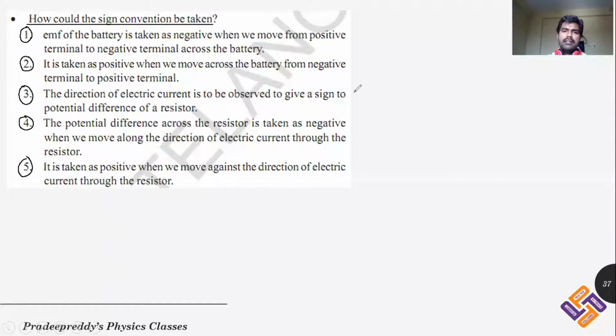The sign conventions are as follows. When we come across a battery, this is the negative terminal of the battery and this is the positive terminal of the battery, and it offers some potential difference. The current is in this direction, so you are traveling from the negative terminal to the positive terminal of the battery. This is the path you are following. When you go from the negative to the positive terminal of the battery, you should take plus V, because voltage is added here.